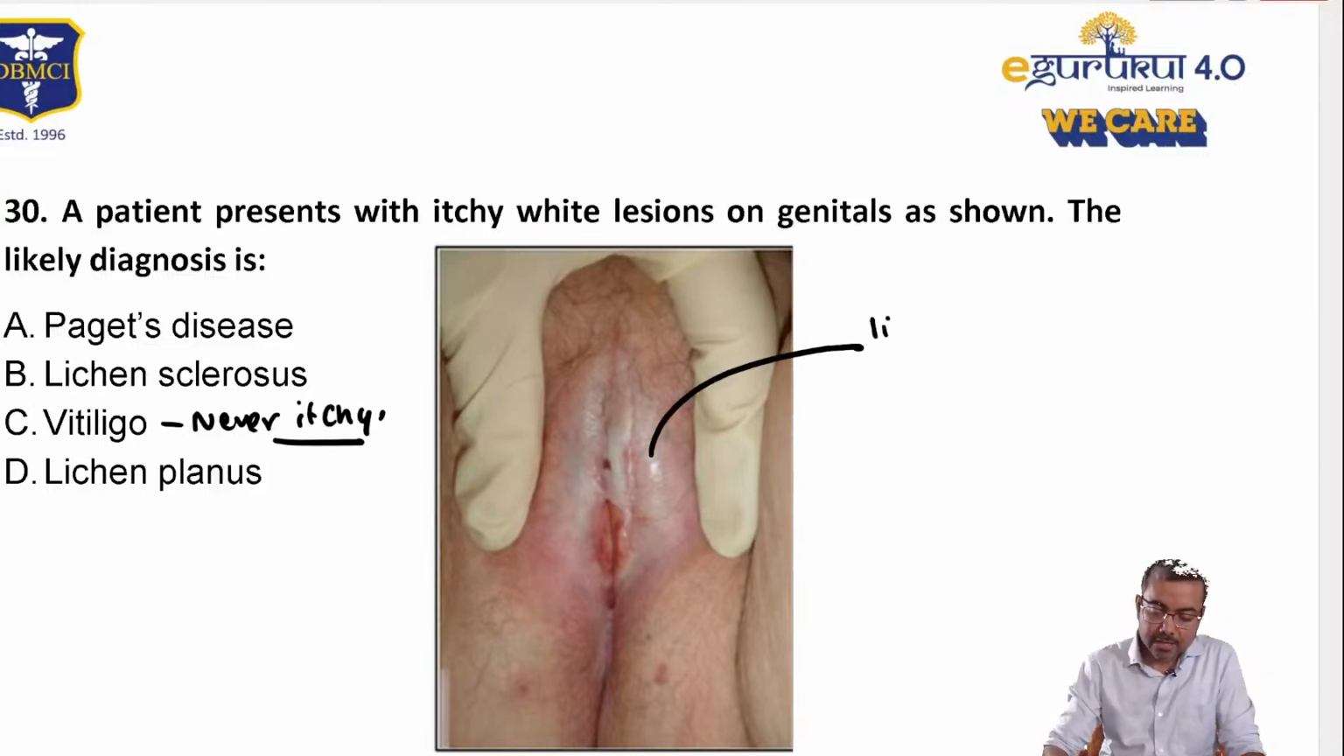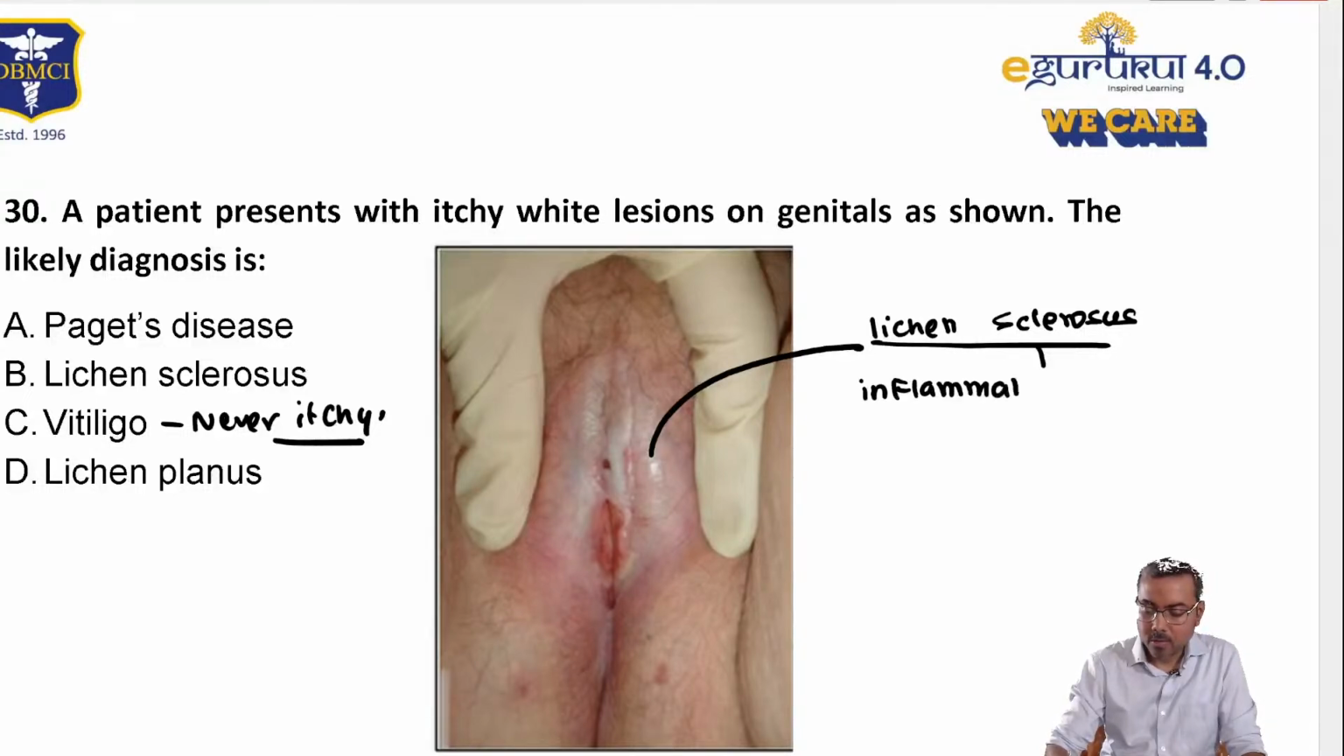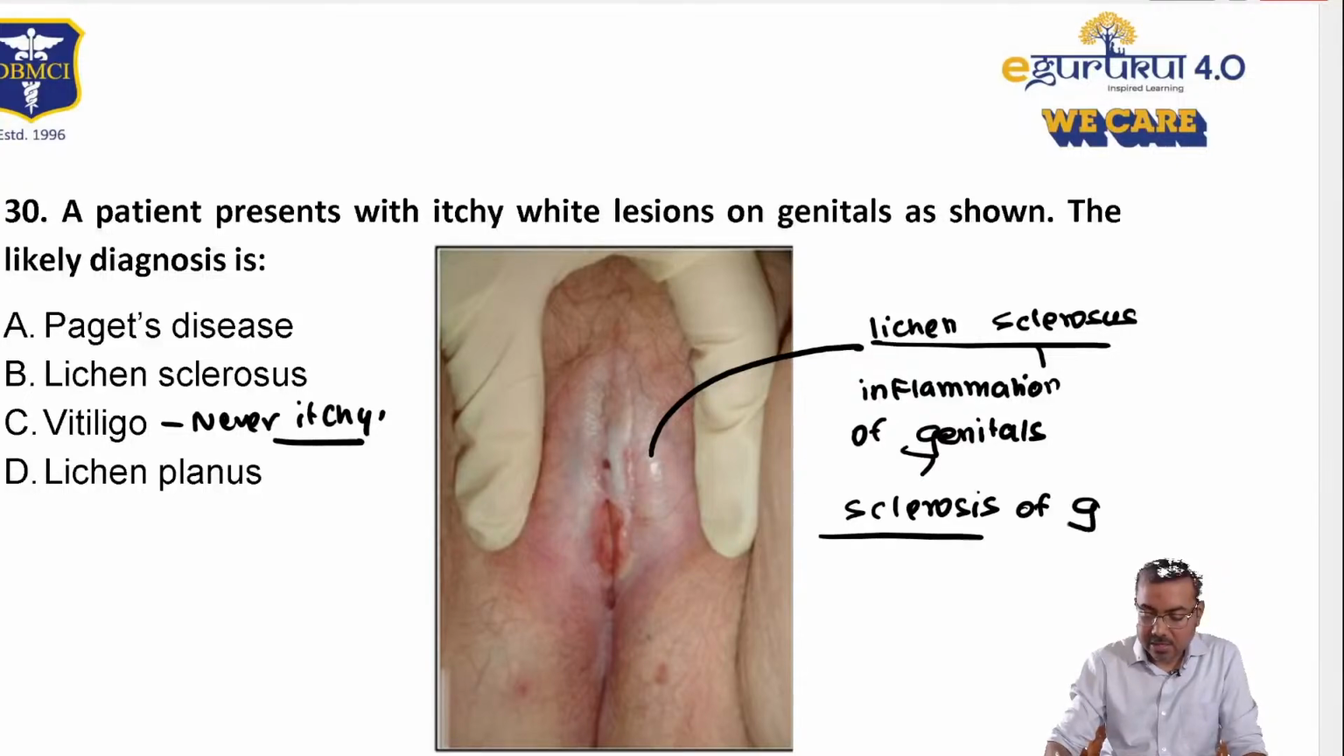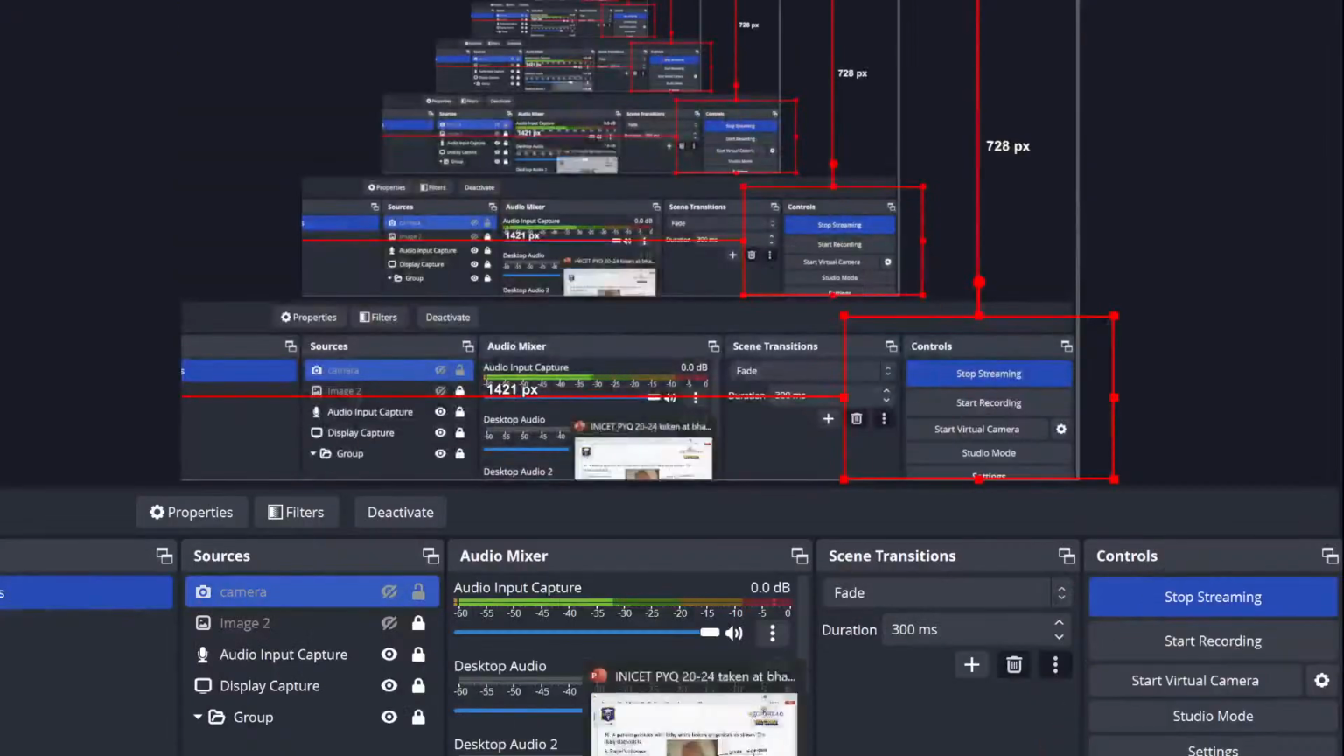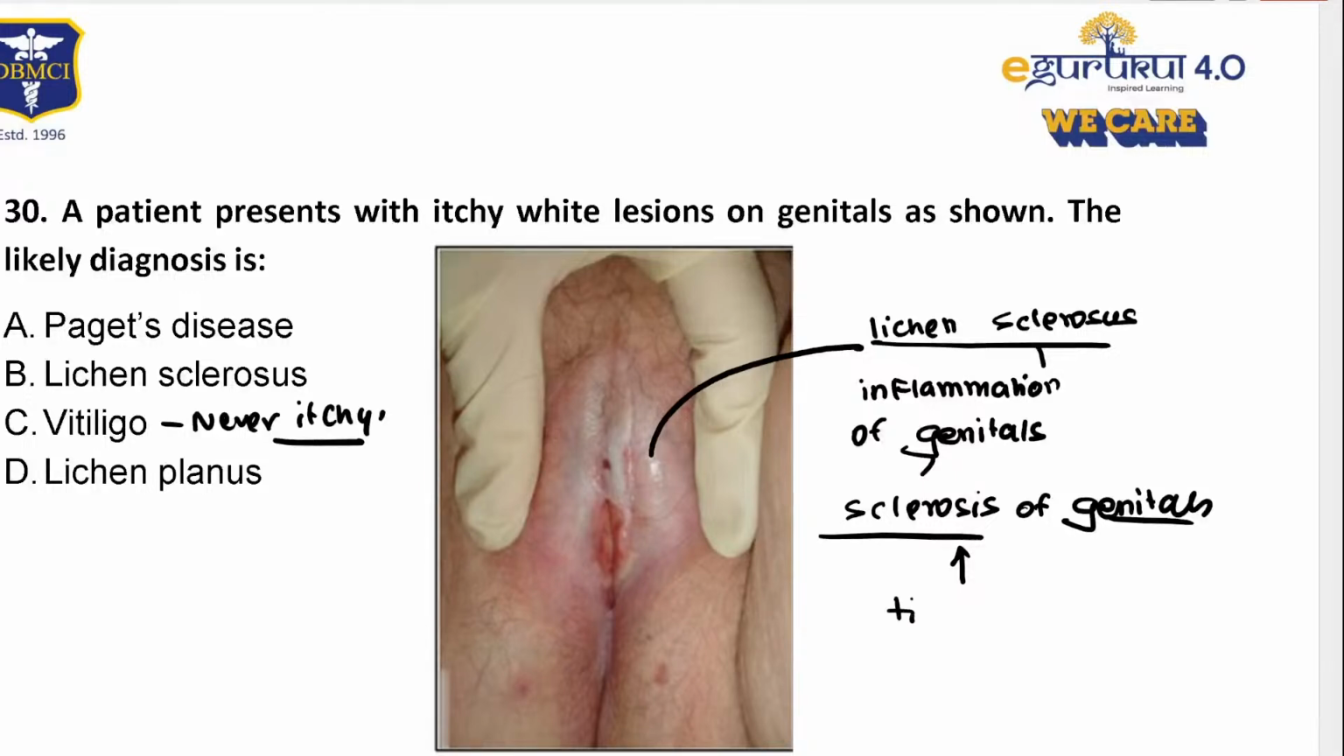So that straight away tells you there's something different here. This is called lichen sclerosus, which is a condition of inflammation of the genitals, for example. It can be both in males and females. It typically causes sclerosis of the genitals. Sclerosis means it's going to be very tight skin. So the introitus is very tight, and it prohibits sexual penetration.